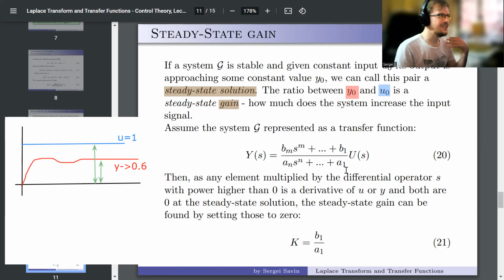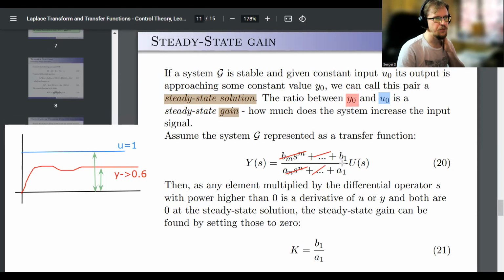But we know that it is steady state, so all derivatives are zero. That is what is implied by steady state. No derivatives. So in fact, what we do to find how the system becomes steady state is we get rid of all of those, and we only keep b1 and a1.